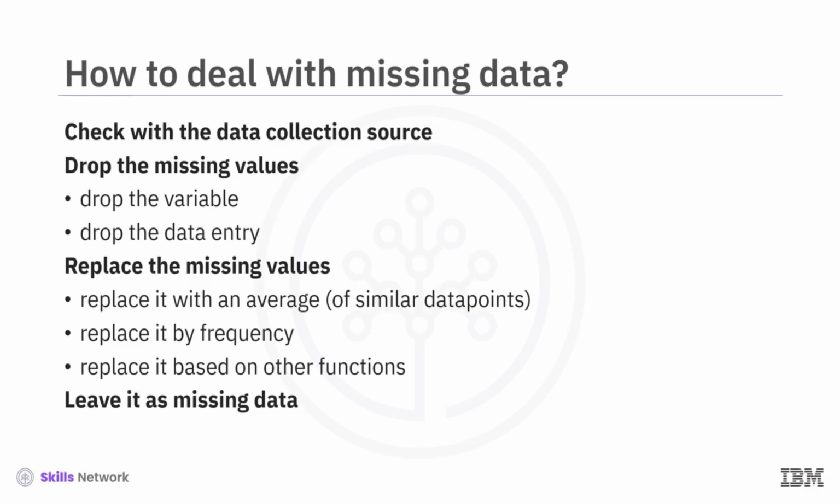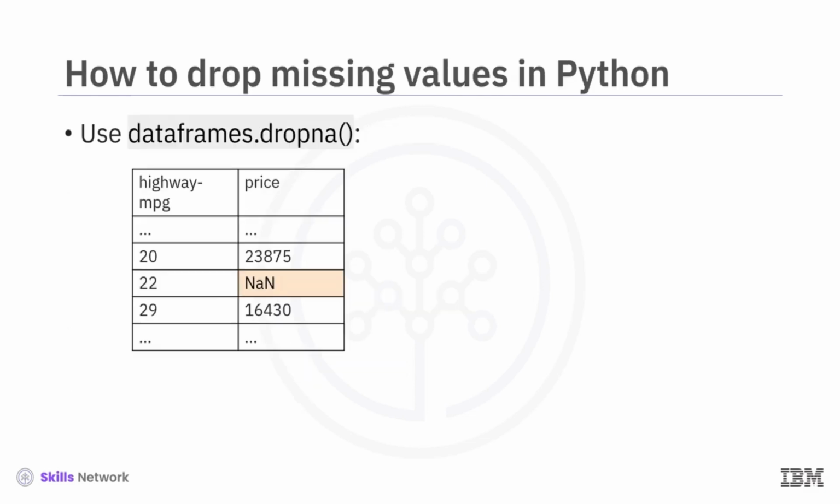Now let's go into how to drop missing values or replace missing values in Python. To remove data that contains missing values, Pandas library has a built-in method called dropna. Essentially, with the dropna method, you can choose to drop rows or columns that contain missing values, like NaN. So you'll need to specify axis equals 0 to drop the rows, or axis equals 1 to drop the columns that contain the missing values.